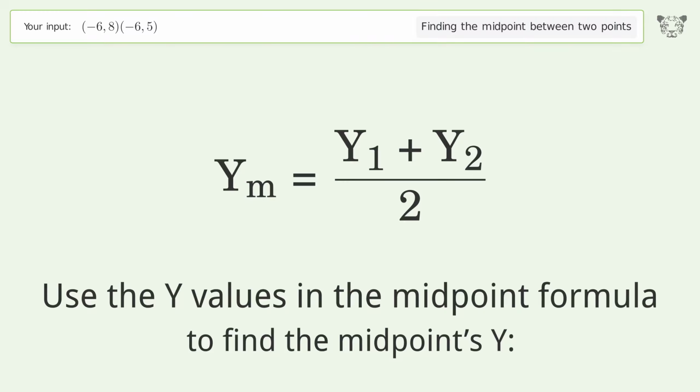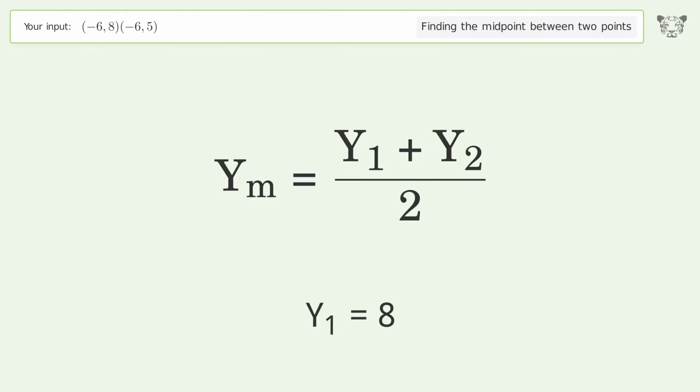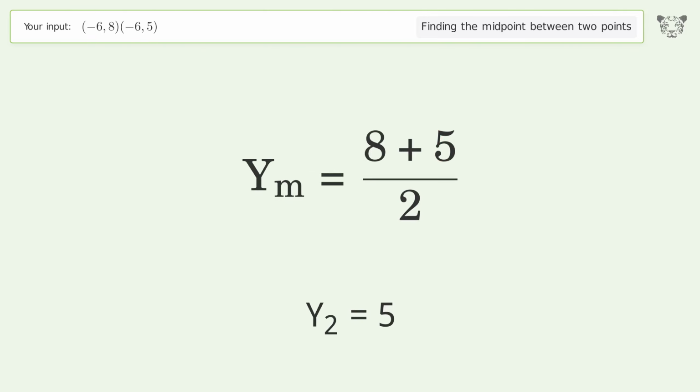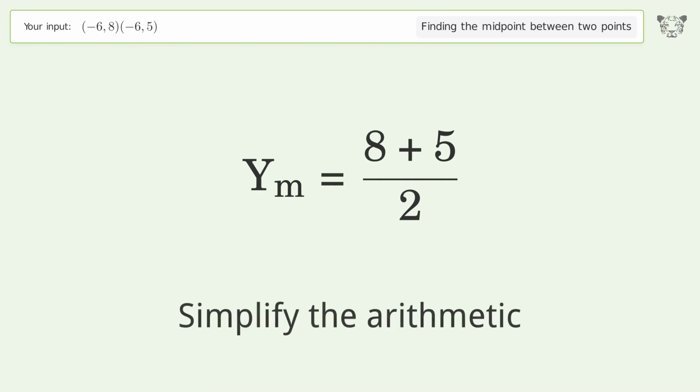Use the y values in the midpoint formula to find the midpoint's y. y1 equals 8. y2 equals 5. Simplify the arithmetic.